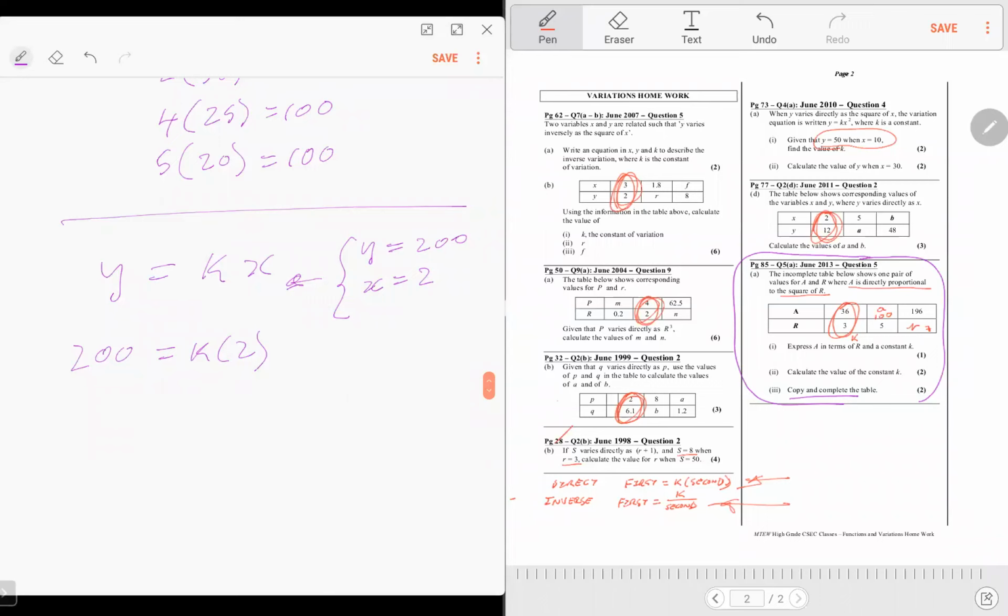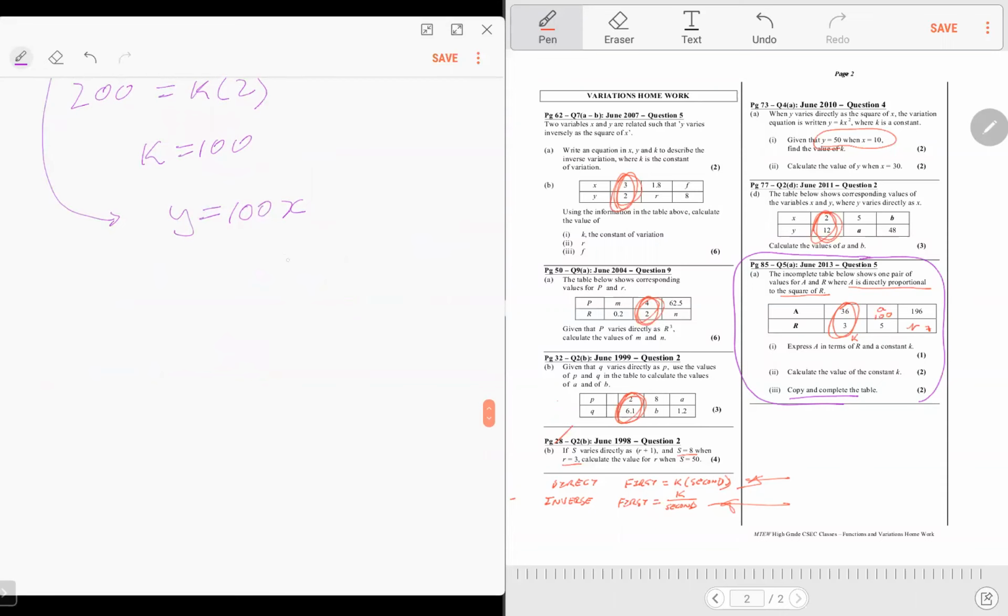I just used another example. This one now is direct. Show you how it works. The k equals 200 divided by 2, so k equals 100, right? Now that we know that k equals 100, the formula here now is y equals 100 times x. Let's look at it now. It's a direct, you know.